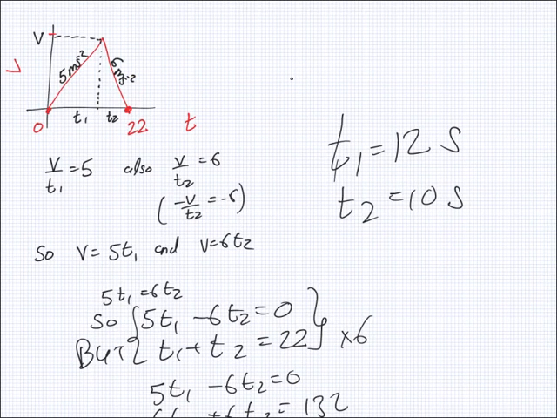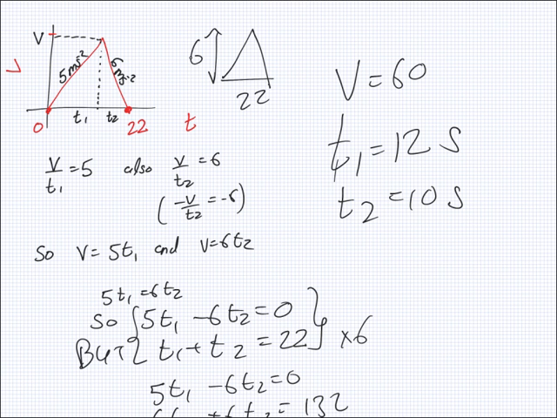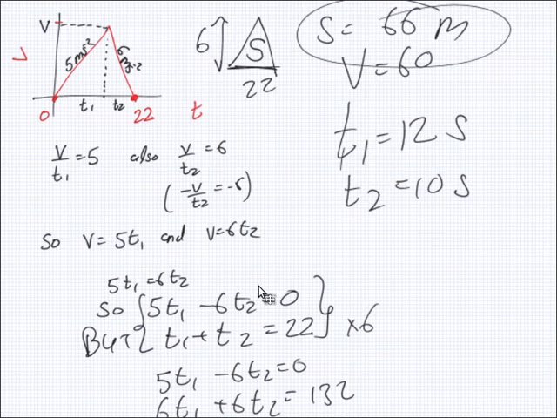So that means V is 5 times 12 equals 60, or also 6 times 10. It's the same answer. So in the triangle, this is 22, and this is 60. So the S would be a half times 22 times 60, so the answer is 660 meters.